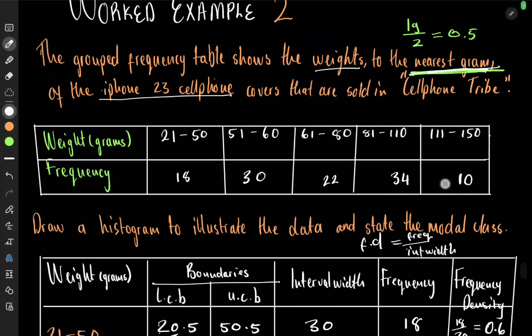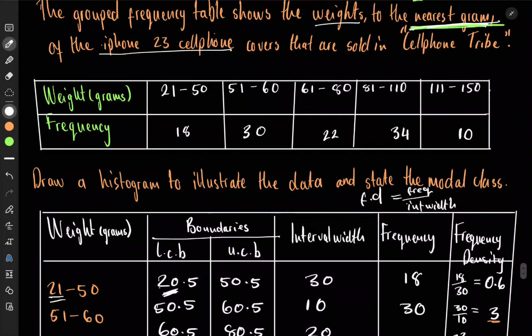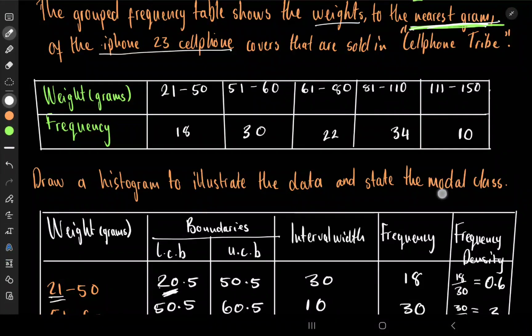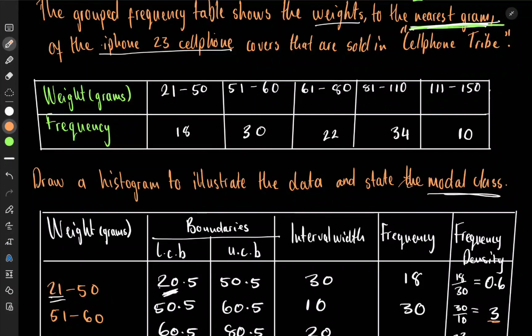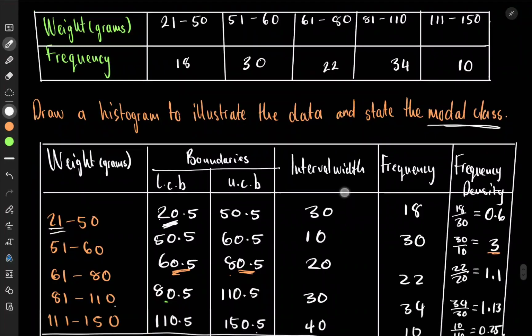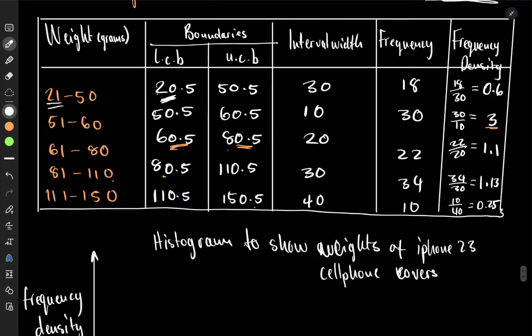So yes, now the last part of our worked example 2 would be now to state the model class. Okay, remember that's the second part of the question. State the model class. So anyway, for us to know the model class, we just look at the one with the highest frequency density, and it is obviously this one.